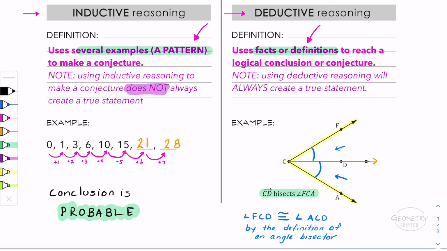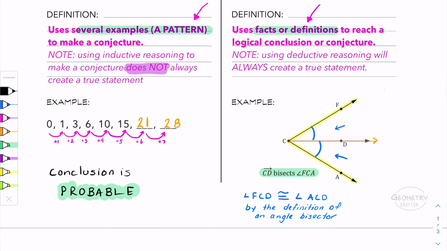If you're dealing with deductive reasoning, this means that your conclusion is certain. There is no question about your conclusion if you're dealing with deductive reasoning. So I'm going to take a moment and show a 1-minute clip of a video that explains inductive and deductive reasoning using other examples other than math.